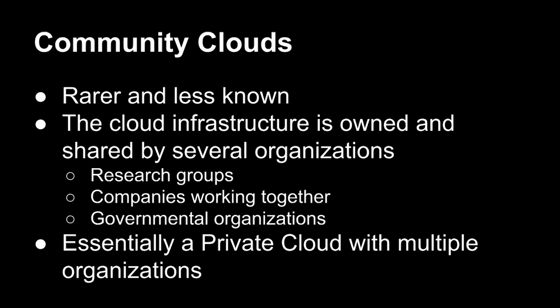A rarer and lesser known deployment model is the community cloud. And these tend to be relegated to certain niche groups, such as research groups, governmental organizations, sometimes companies working together. Essentially, it's a private cloud that is shared amongst several organizations. So you can think of it as if 3 universities were doing a major research project. They wanted to maintain their own cloud. So they would set it up, but they would share resources with partner universities.